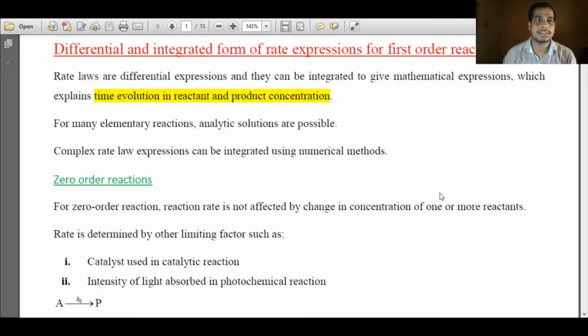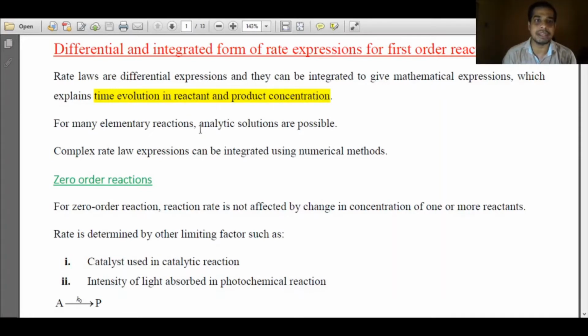Hello, in this session we will discuss the differential and integrated form of rate expression. Last session we discussed rate laws. Rate laws are nothing but differential expressions, and when we integrate those differential expressions we get the integrated form of rate expression. Now what is the integrated form of rate expression? It explains the time evolution of reactant and product concentration.